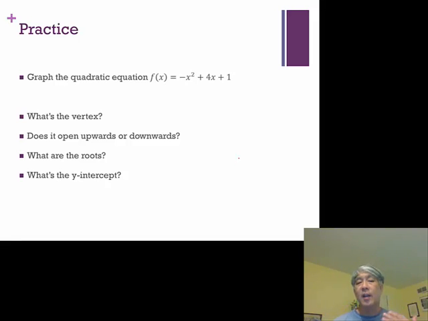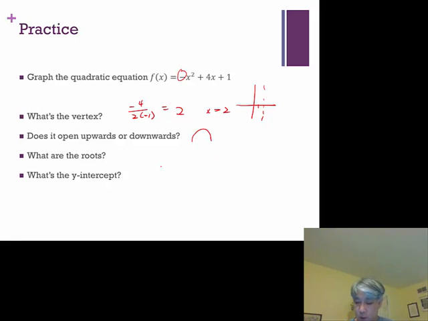But let's look at it and ask ourselves, what's the vertex in this case? Well, our vertex is minus b over 2a, or basically minus 4, that's the minus b, over 2a, 2 times minus 1, or basically 2. So x equals 2 is going to be my axis of symmetry. Does it open upwards or downwards? Well, a is minus 1, so it's negative, so it's going to open downwards. It's going to be something that looks like that.